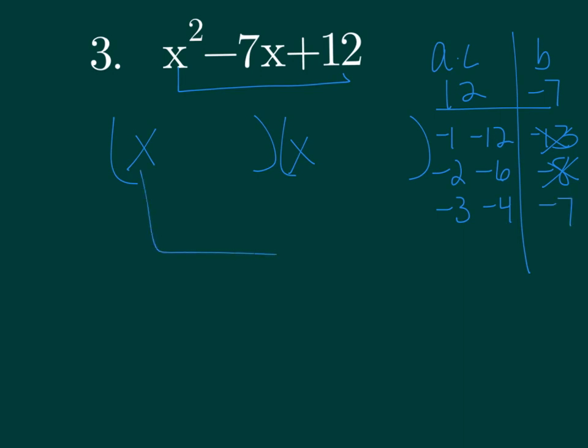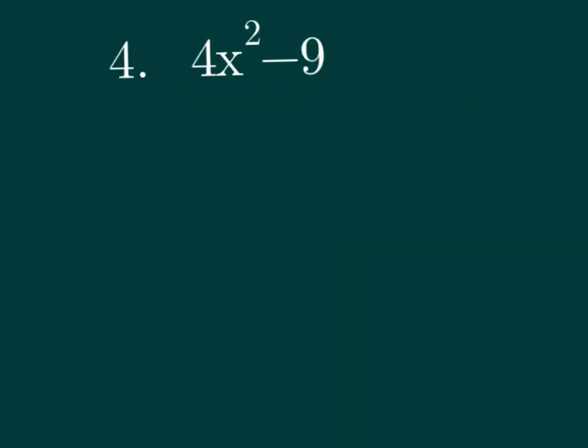Now this one doesn't have a coefficient, so it just has a 1, so it really doesn't matter where your numbers go. So this would just be negative 3 and negative 4. And there's my answer.